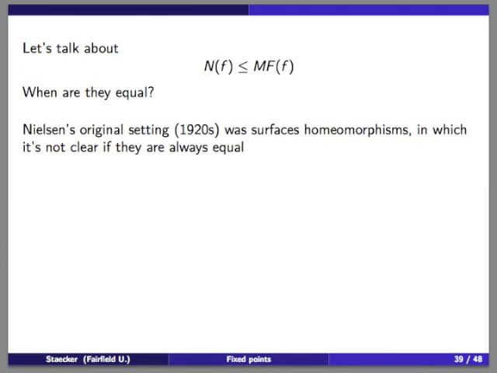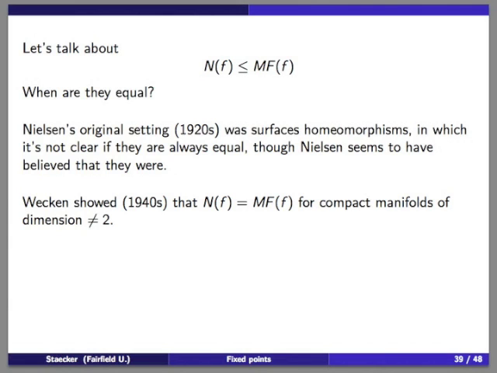So Nielsen's original setting was surface homeomorphisms, and in that setting it's not clear if they are always equal, although I assume that Nielsen believed that they were equal, because that's the whole point of the Nielsen number, that it's supposed to be a measurement for this minimal number. At least he hoped that they were equal, I assume. So Wecken actually showed that they are equal when the dimension is not 2, which is everything that Nielsen was not talking about.